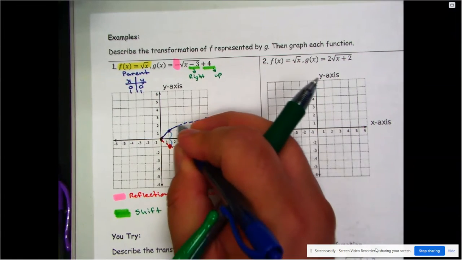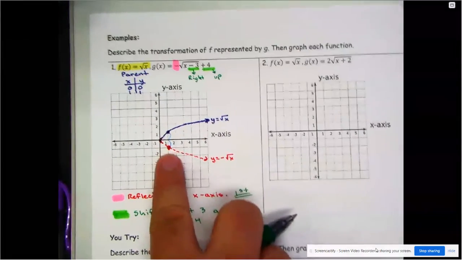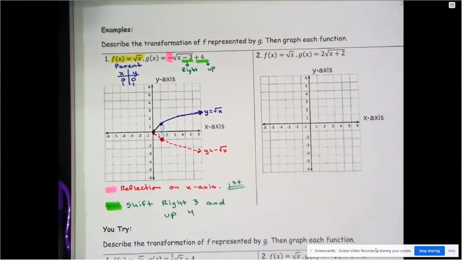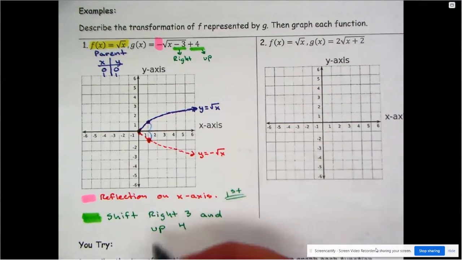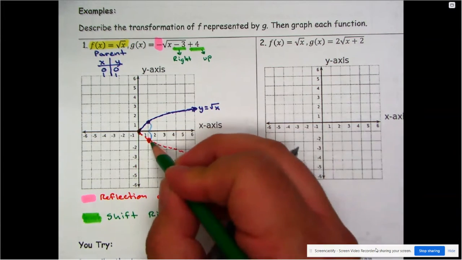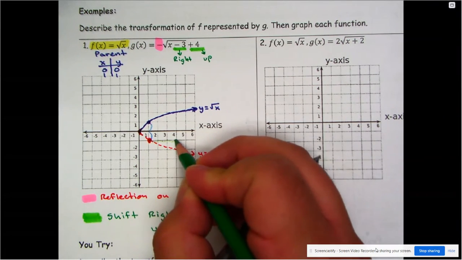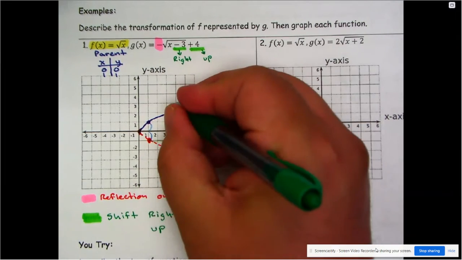This was the official parent function f of x. And now I'm going to take these 2 points. Remember, that's a nice thing. It's only 2 points now that we have to worry about. So we're going to take these 2 points and we're going to shift them 3 to the right and 4 up. So here we go. 1, 2, 3. 1, 2, 3, 4. Okay, so now it's here.